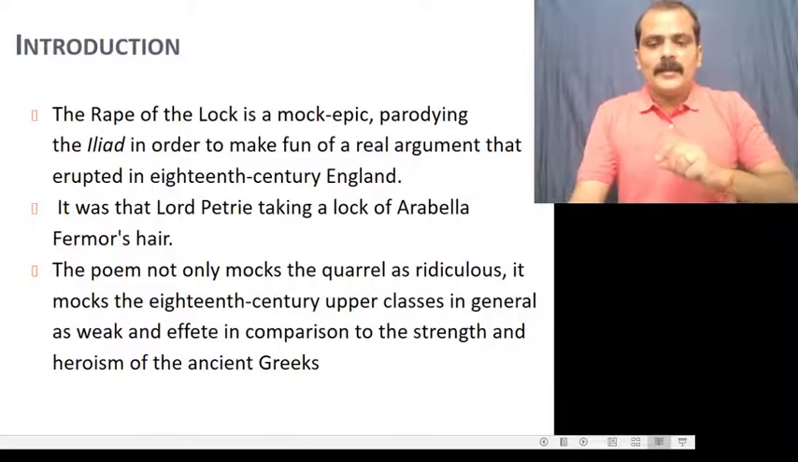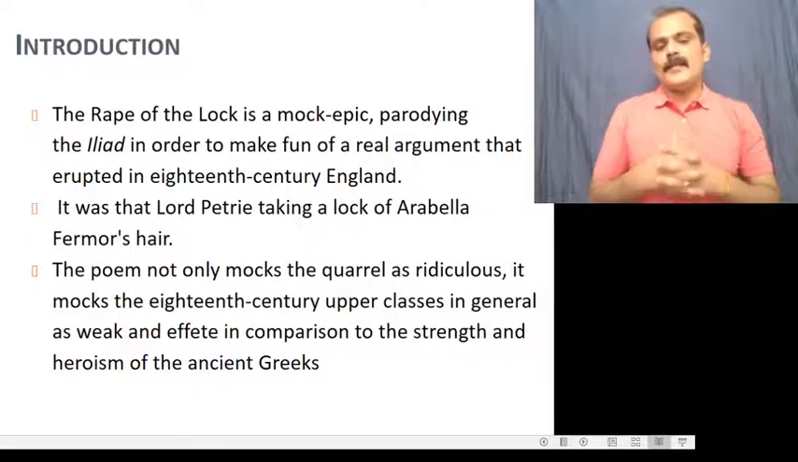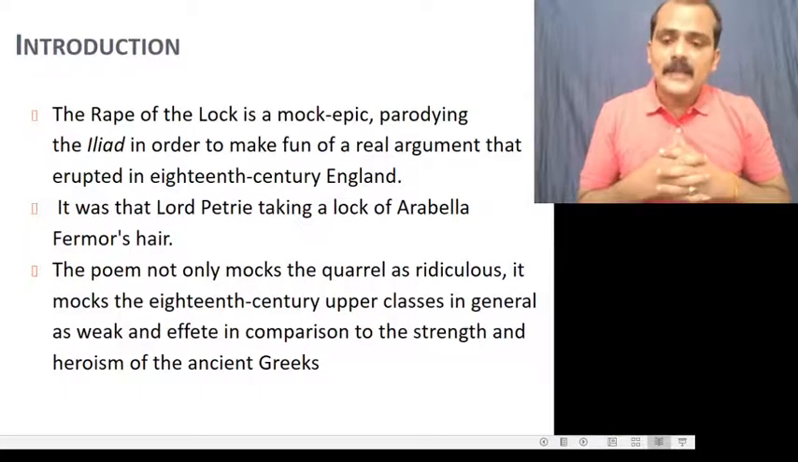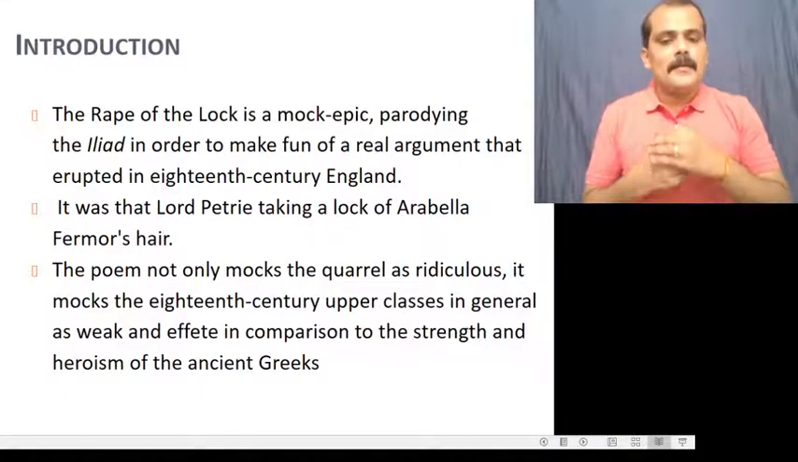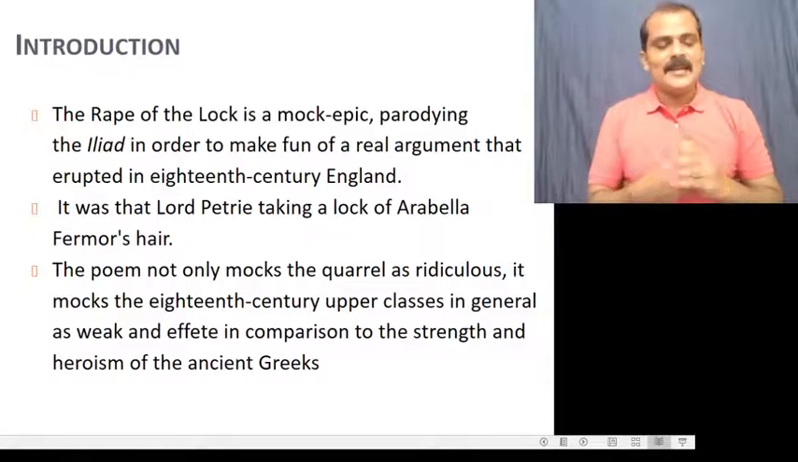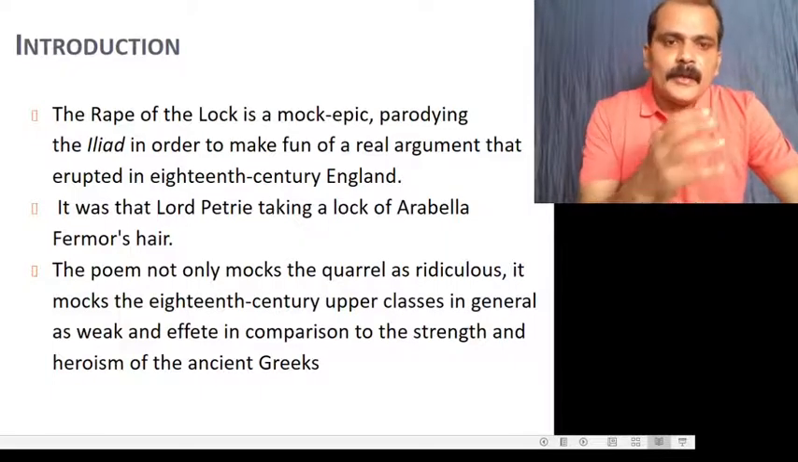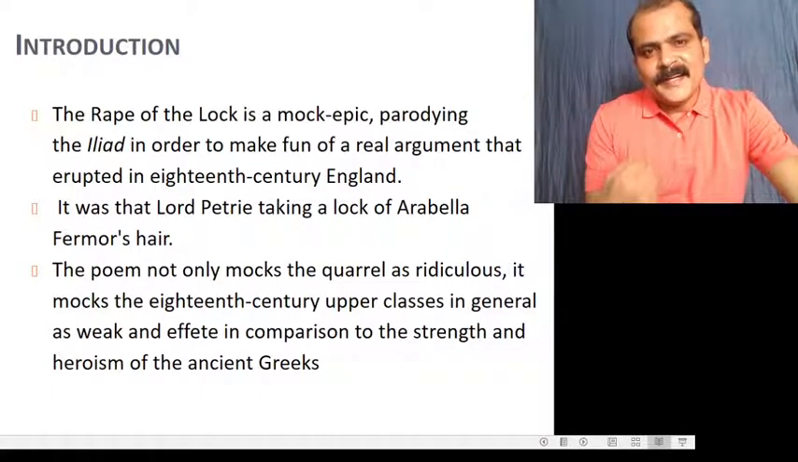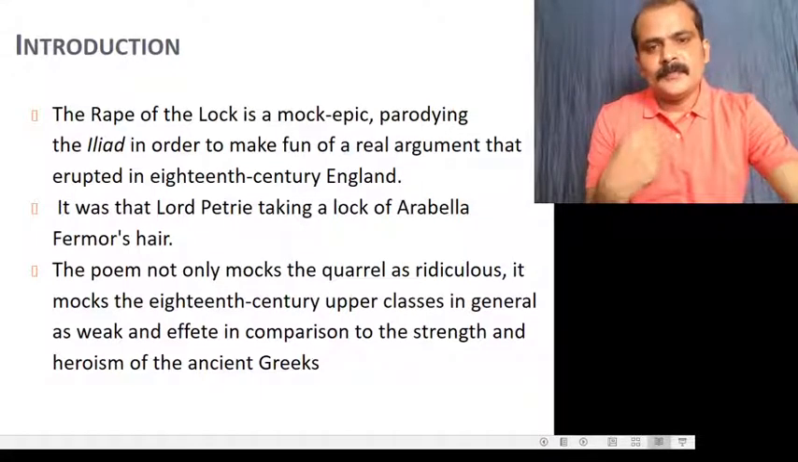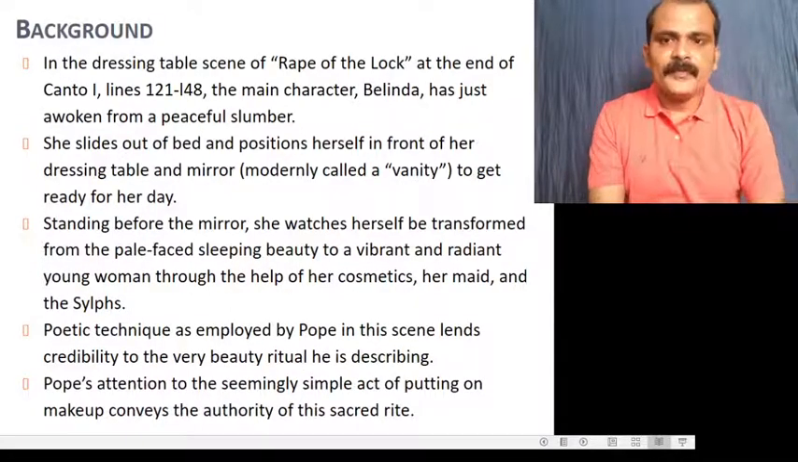The poem not only mocks the quarrel as ridiculous, it mocks the 18th century upper classes in general as weak and effete in comparison to the strength and heroism of the ancient Greeks. In such a background this poetry is written, and in this background The Rape of the Lock, or Belinda's Toilet, should be taken into consideration. Right, dear viewers, we'll go to the background for this again.